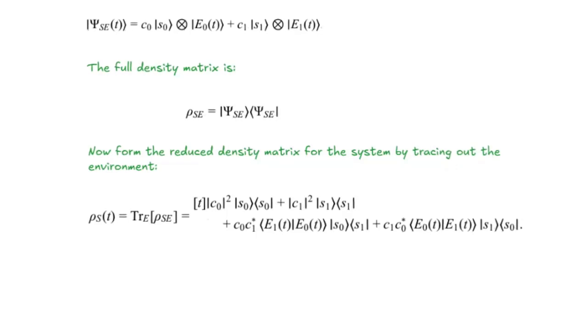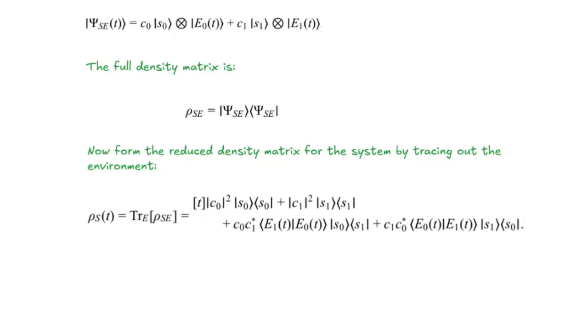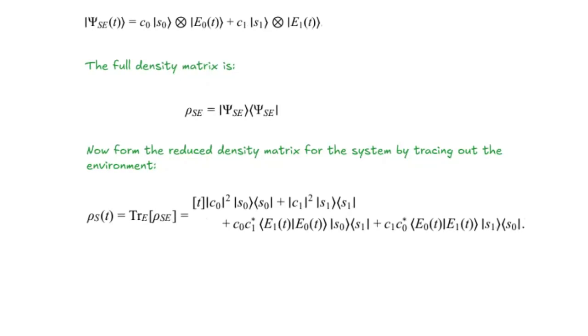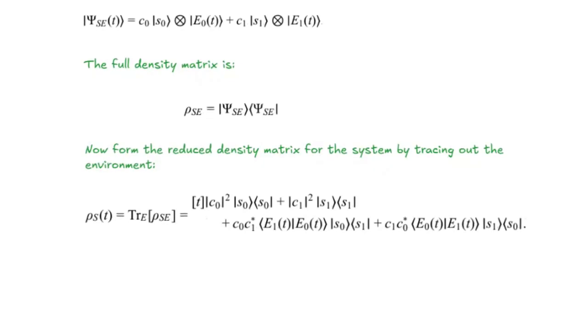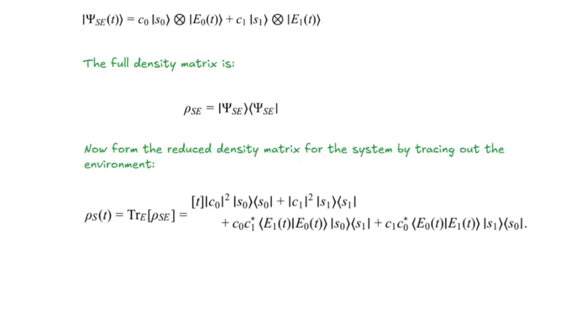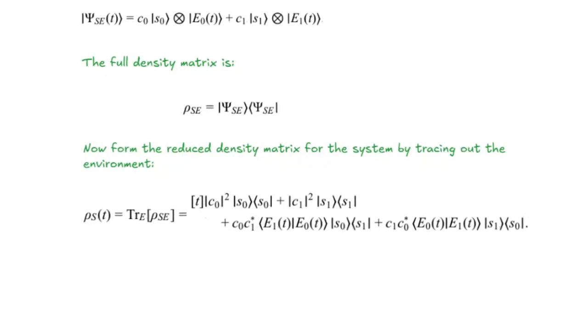The first part gives the chance that the system is in its first possible state. The second part gives the chance that the system is in its second possible state. The last two parts describe how much those two states are still connected, or in phase, with each other. In other words, how much quantum interference or coherence remains. Those last terms depend on how similar the environment's two possible states are.